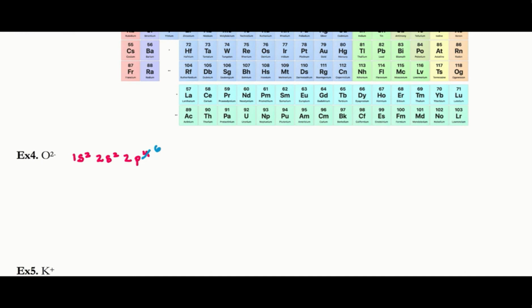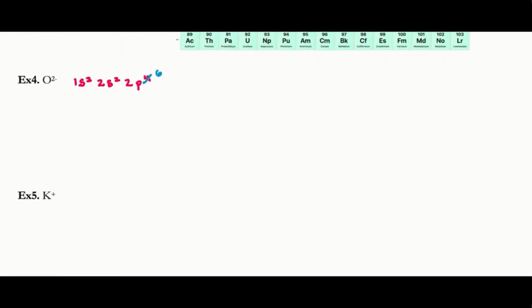Okay? And so for drawing the orbital diagram now, it's just going to be like before. I've got 1s2, so I've got 2 electrons, 1 up, 1 down, 2s2, and then now 2p6. So notice I have an octet here, which is the whole point of me adding those 2 electrons. So now oxygen has 8 valence electrons. It has a full outer principal energy level, and it is stable. Okay? Let's look at potassium ions.